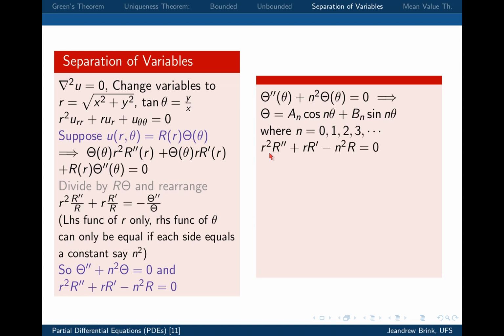So the second equation is the r equation. You have r squared times the second derivative of r, plus r times r prime, minus n squared times r. I'm hoping you solved these types of equations in second year. What would you do?